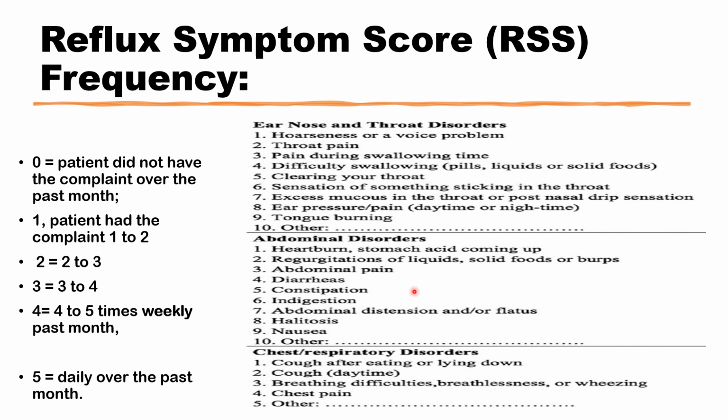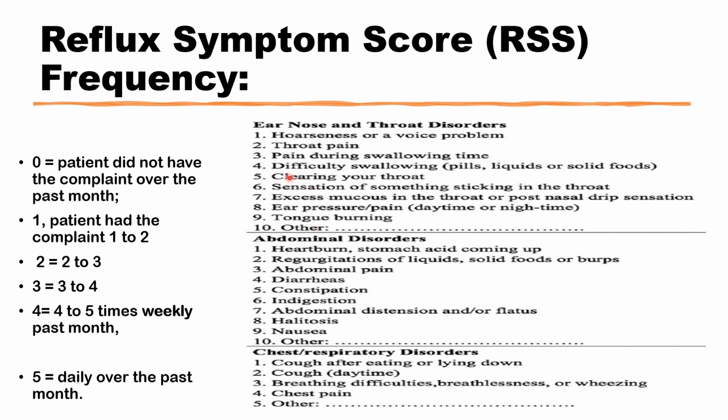This is followed by a section on the digestive or the abdominal disorders, including heartburn, regurgitation, abdominal pain, diarrhea, constipation, indigestion, abdominal distension, halitosis, nausea, and again a space for another symptom to be added by the patient if needed. And finally, a chest or respiratory section, including cough after meals or on lying down, or cough during the day, or breathing difficulties, or chest pain, and the other question. So these are the 22 plus 3 different items.